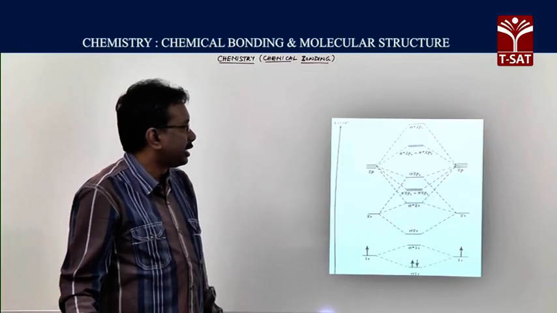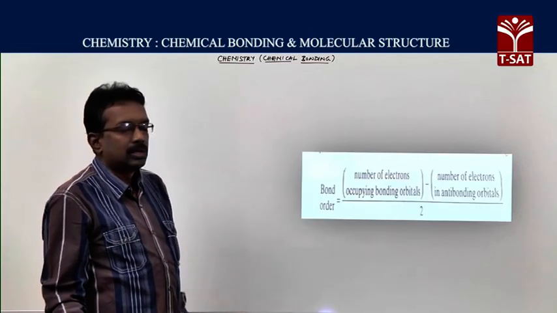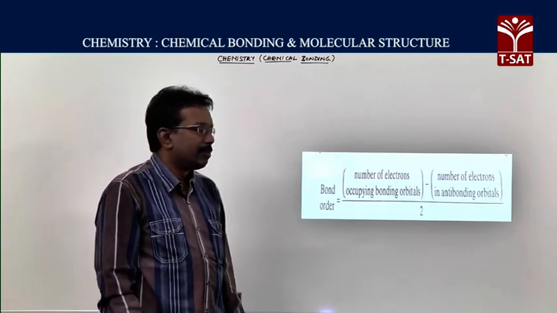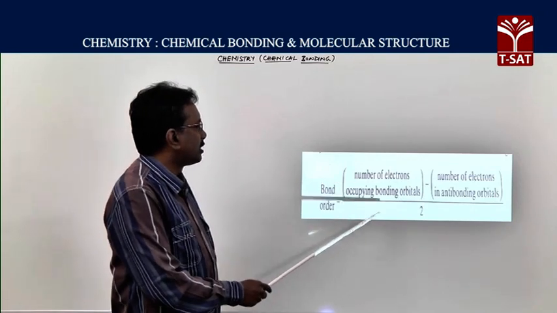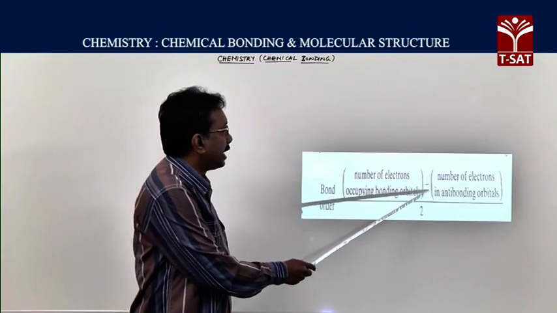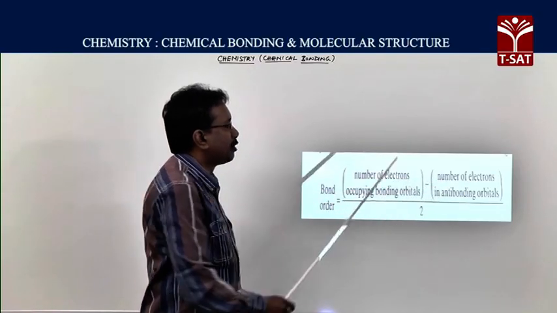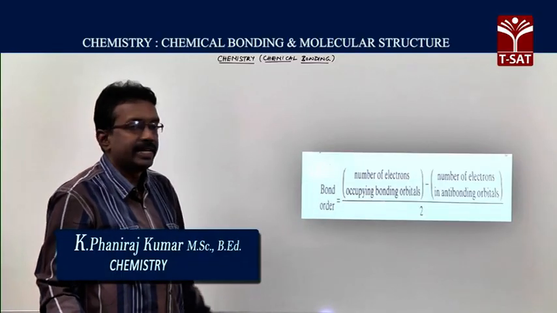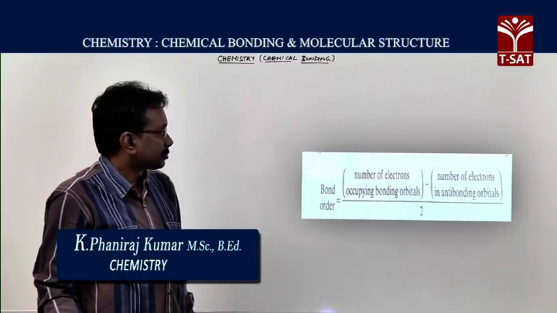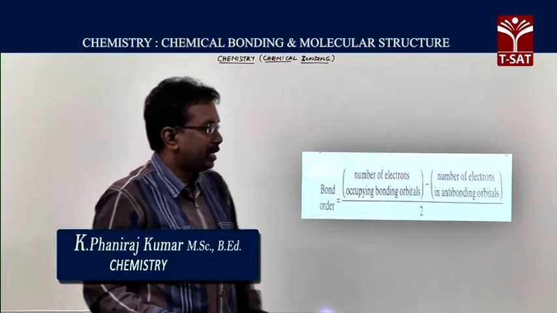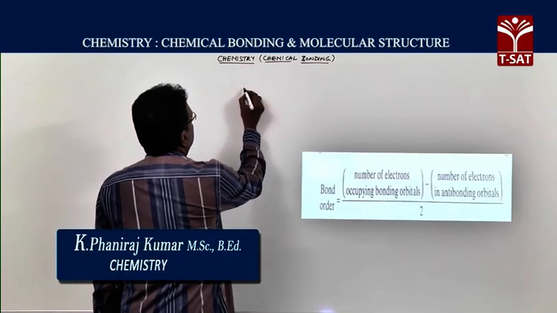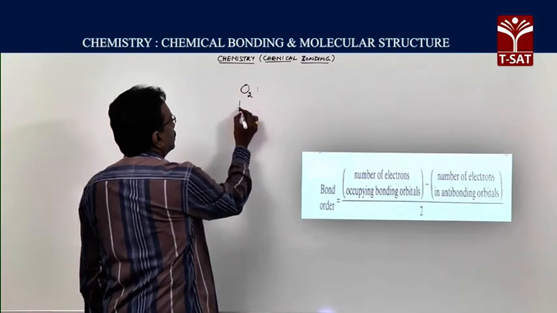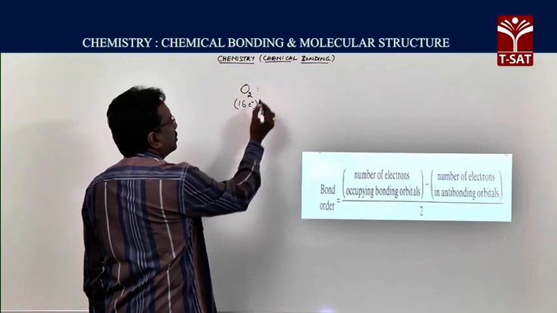Now, based on this MOT, let us move to one more important parameter introduced here called bond order. So this bond order is the number of electrons occupying bonding orbitals minus the number of electrons in antibonding orbitals, divided by 2. So we have to follow this formula for calculating bond order. Now I am taking one example here. Now I am writing O2. O2 means a 16 electron system.